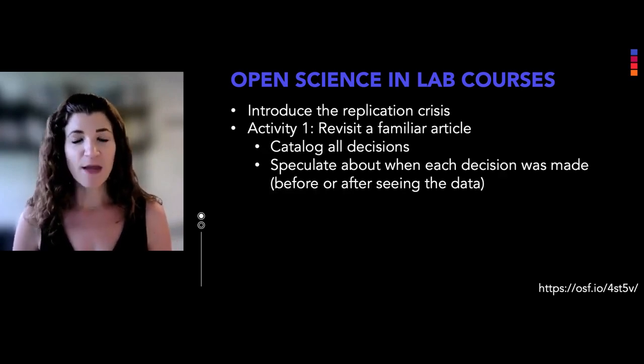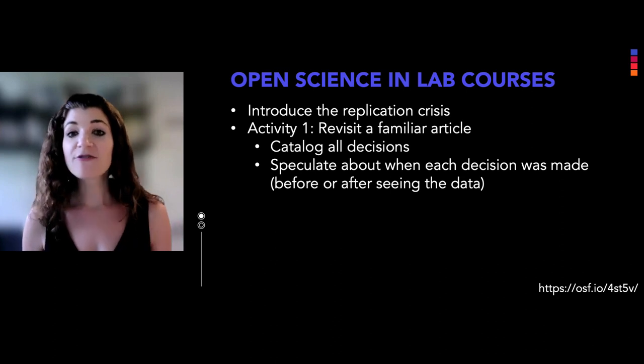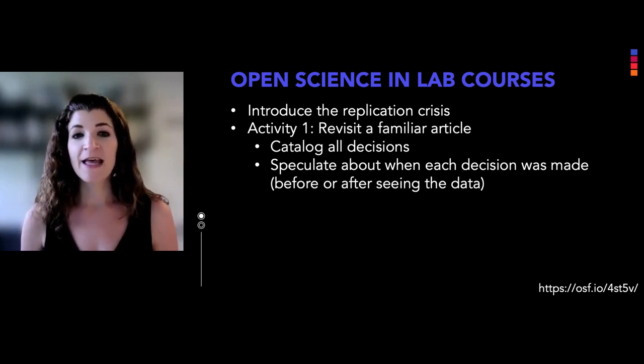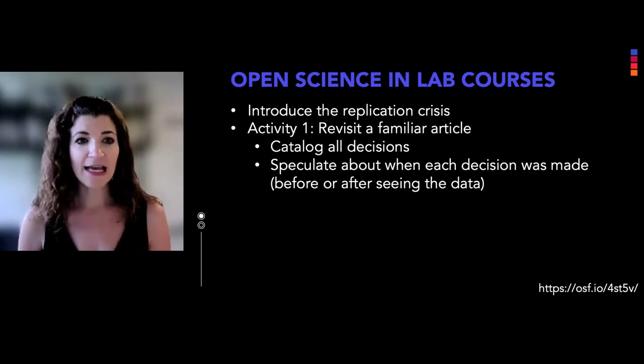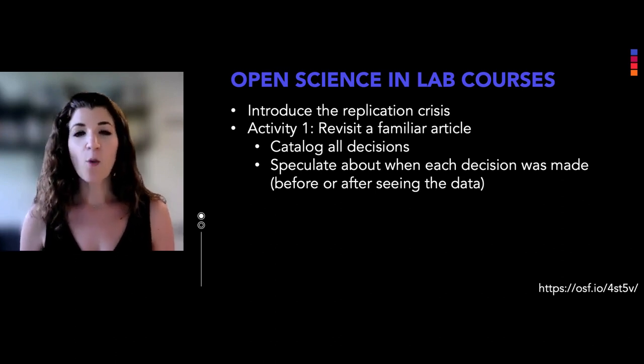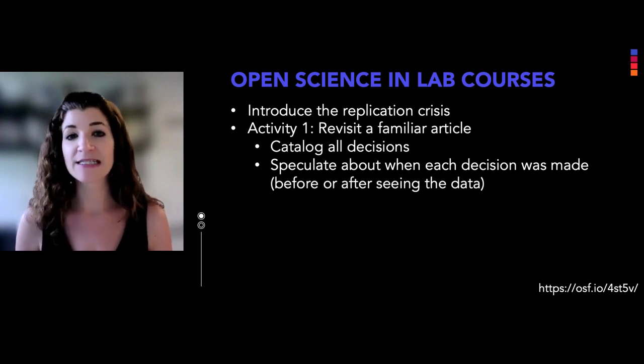The first is, after learning about the replication crisis and open science practices, I ask students to revisit an empirical article that we read near the beginning of term. They catalog every decision that the researchers made. So things like how they operationalized the dependent variable, which observations they excluded as outliers, et cetera. Then students speculate about when in the research process the researchers are likely to have made those decisions.